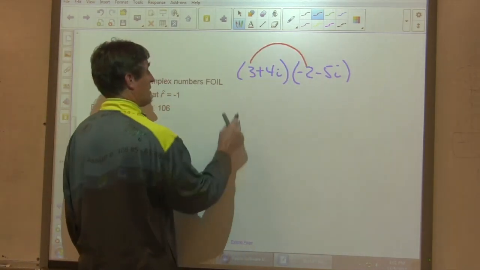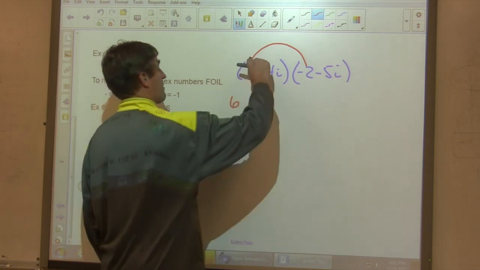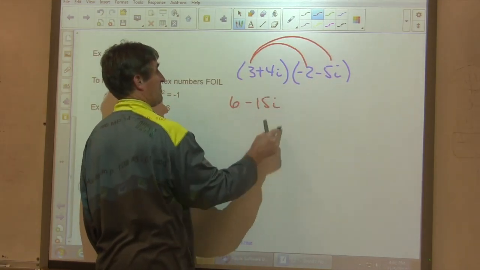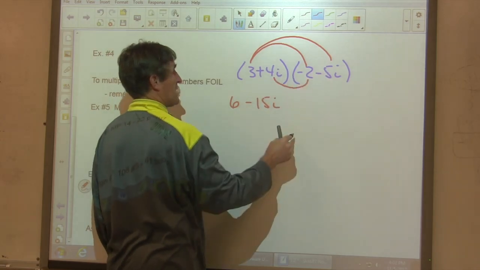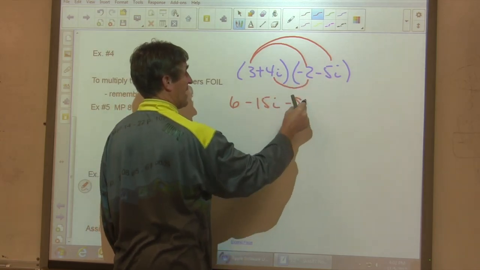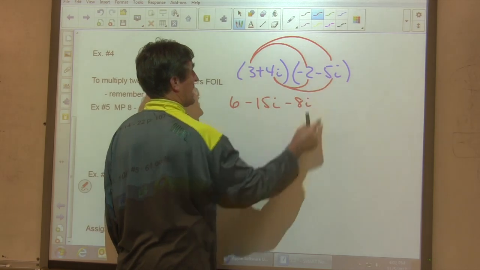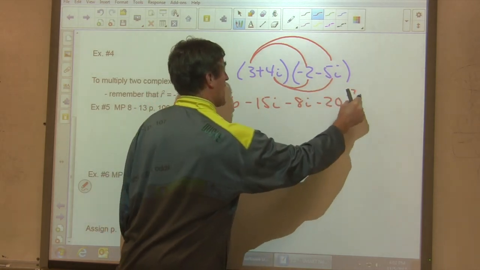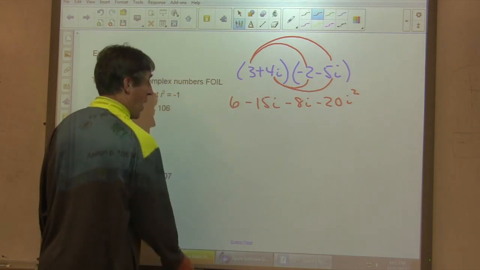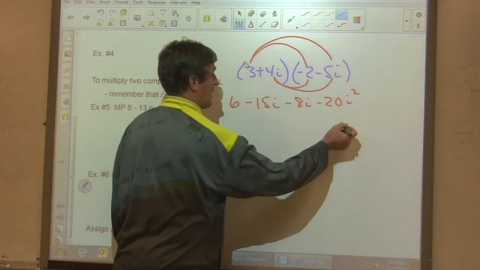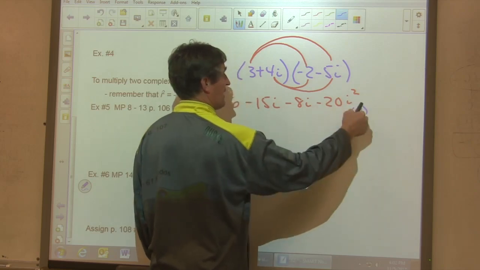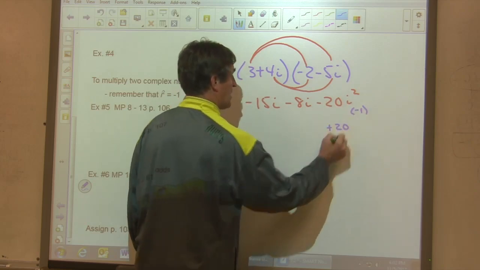So I take 3 times negative 2, which is negative 6. 3 times the negative 5i is negative 15i. 4i times the negative 2 is a negative 8i. And then 4i times the negative 5i would be a negative 20, and then i times i is i squared. But remember, i squared is a negative 1. So this becomes negative 20 times negative 1, so that becomes plus 20.